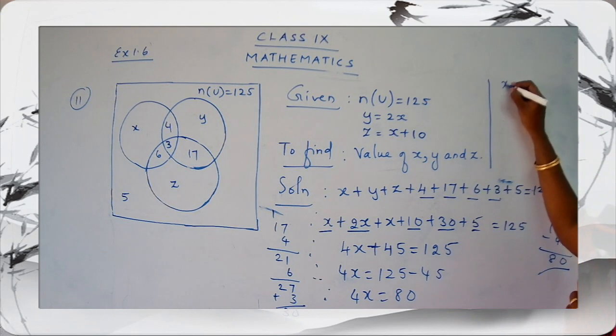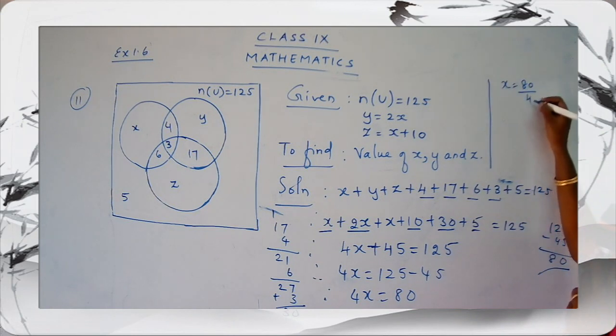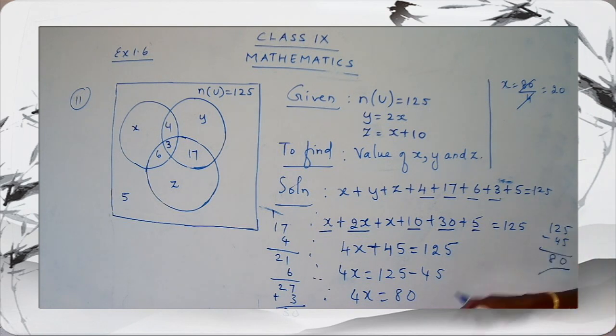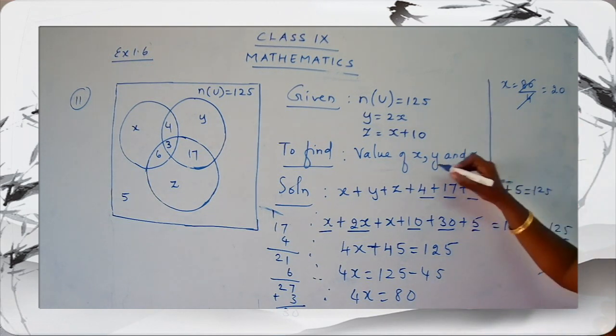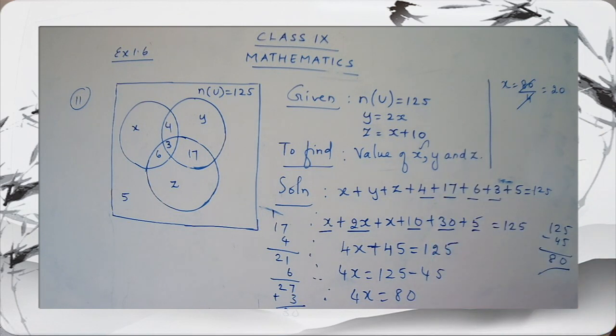So x is equal to 80 upon 4. So I get the answer is 20. What is the value for x? It's in the form of multiplication. So I have told you when you shift a number from LHS to RHS, you have to change accordingly. So the multiplication will change into division. So 80 upon 4 gives you 20. So we have found the value for x. First work is done.